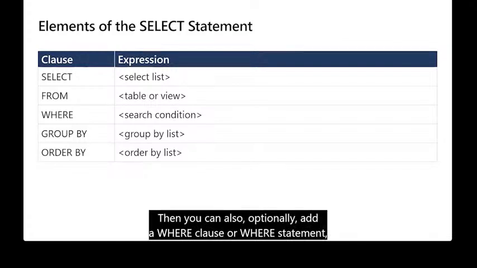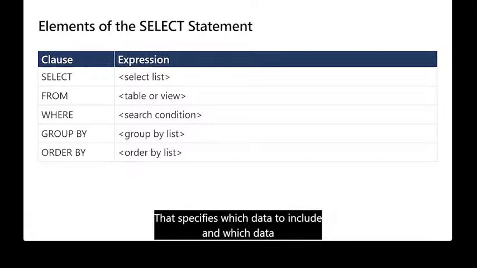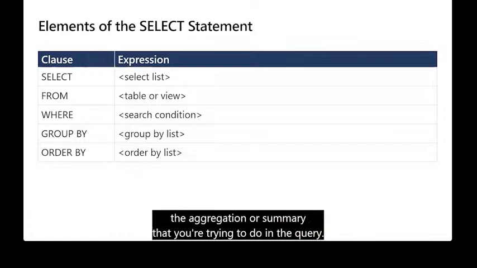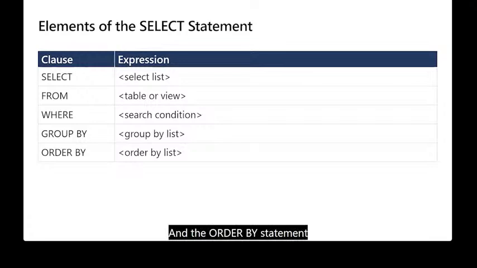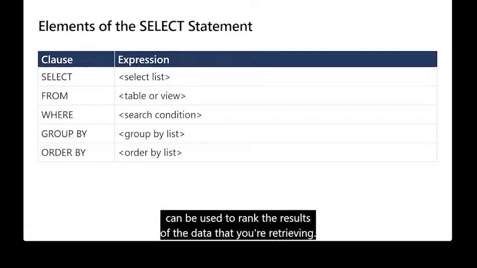Then you can also optionally add a where clause, which is a conditional statement that specifies which data to include and which data to exclude, depending on the evaluation of the condition. If you're using some of the aggregation or summarization functions in the select statement, you can often use the group by statement to group the aggregation or summary that you're trying to do in the query. And the order by statement, which is another optional statement that you can add, can be used to rank the results of the data that you're retrieving.